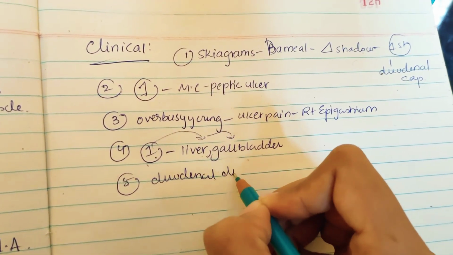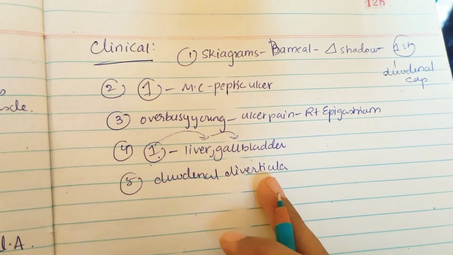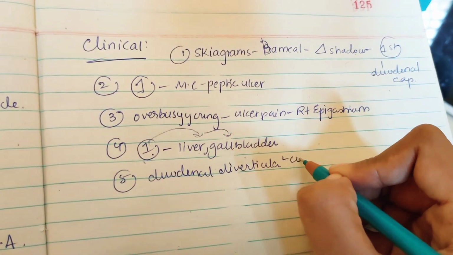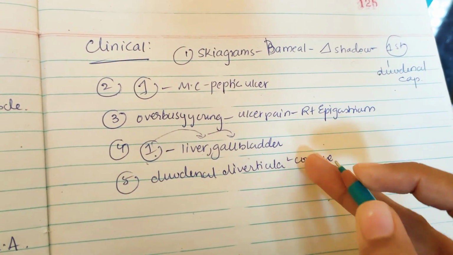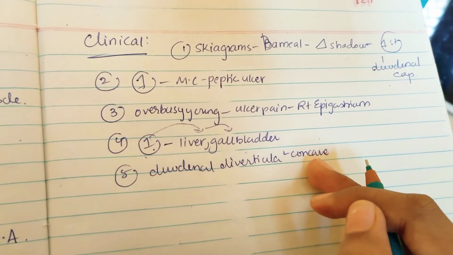Next, coming to duodenal diverticula. Duodenal diverticula are frequent. They are seen along the concave border and where arteries enter the duodenal wall. Okay, it is at this concave border only that arteries will enter.